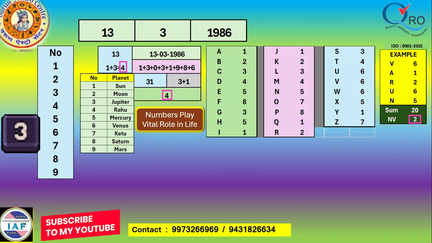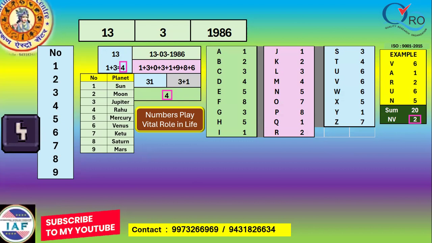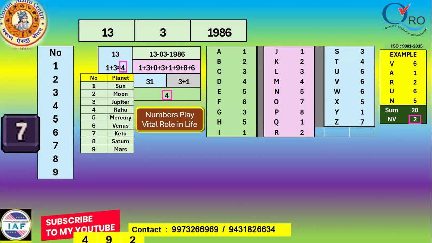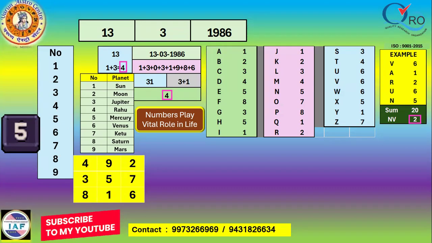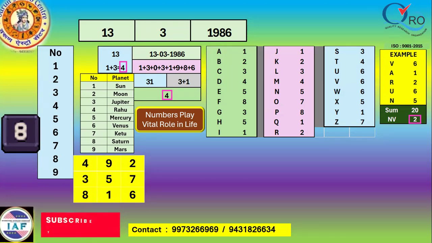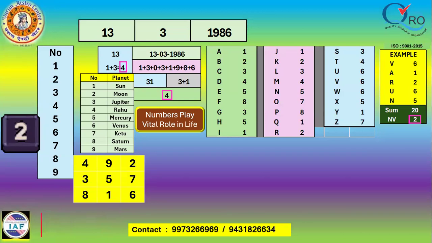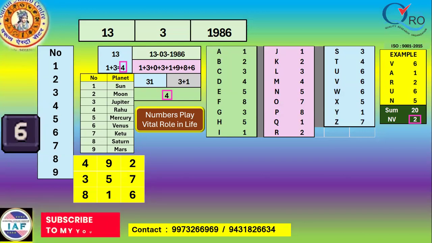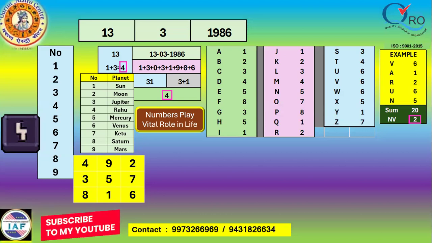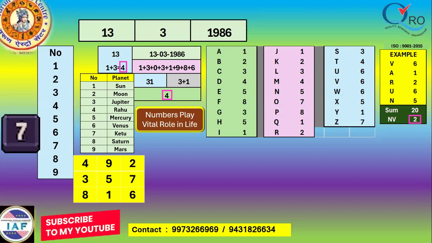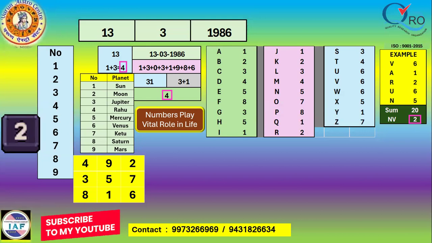So how does it work? This is the Loshu grid. There are 9 boxes here, 3 by 3, and each box has a permanent number, or each box has got its permanent place. This is not changed.